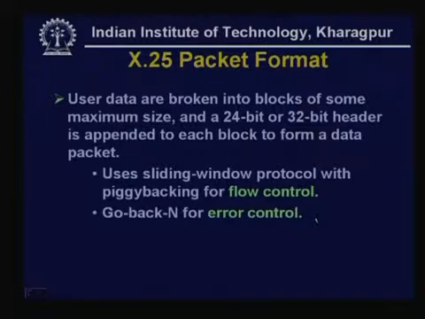And as we know, the user data are broken into blocks of some maximum size, and a 24-bit or 32-bit header is appended to each block to form a data packet. Then it uses sliding window protocol with piggybacking for flow control, and go-back-N for error control. So it performs flow control and error control using sliding window protocol and go-back-N. We have already discussed these two approaches, and we shall see how this is implemented in the X.25 network.